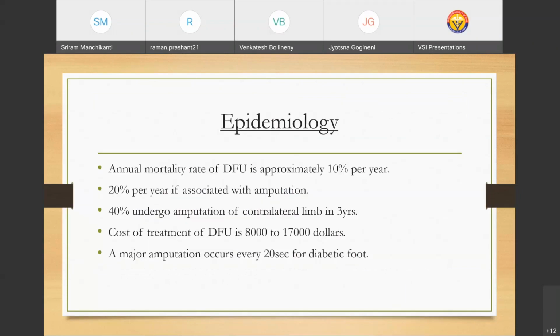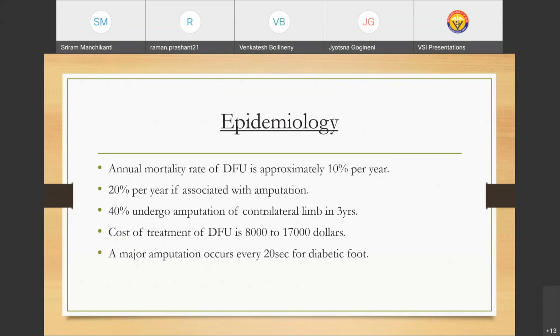So coming out of this brief account, let us come to the epidemiology of a diabetic foot. The annual mortality rate of a diabetic foot ulcer is 10% per year, and about 20% per year it is associated with amputation. Even in those patients who undergo an amputation on one side, it has been shown that 40% undergo amputation on the contralateral limb after 3 years.